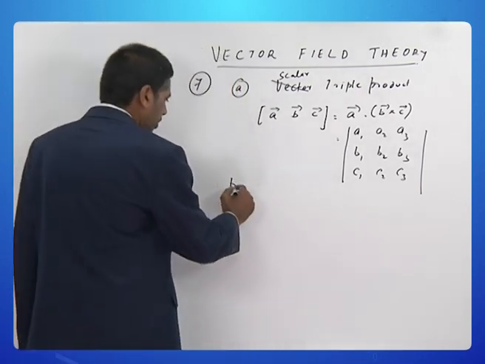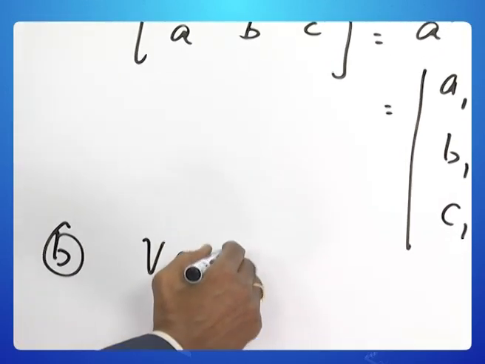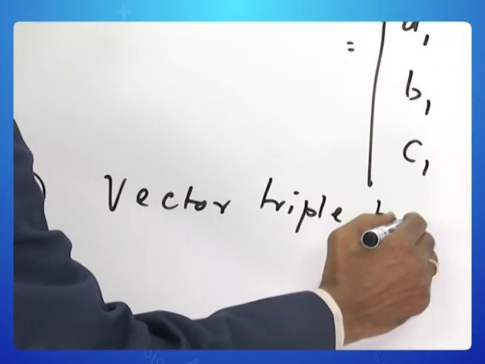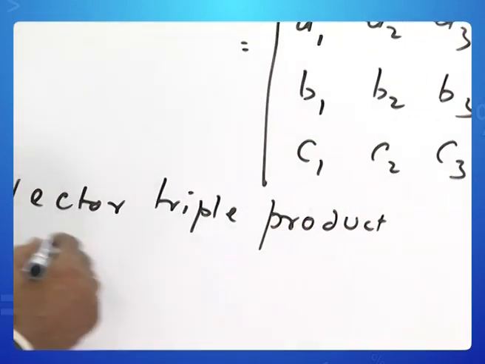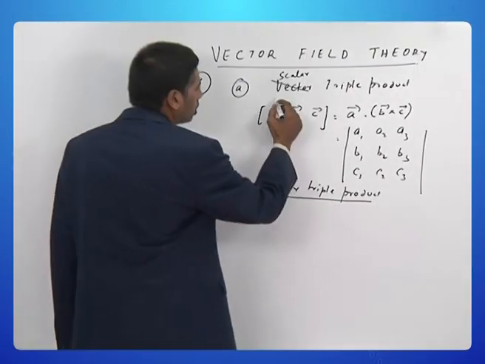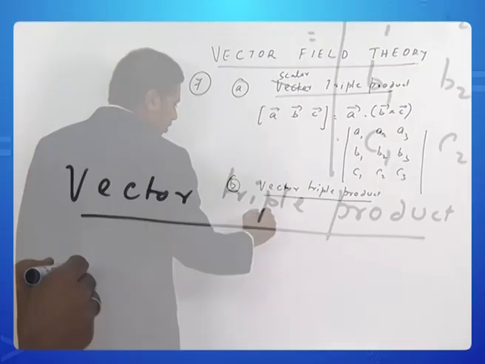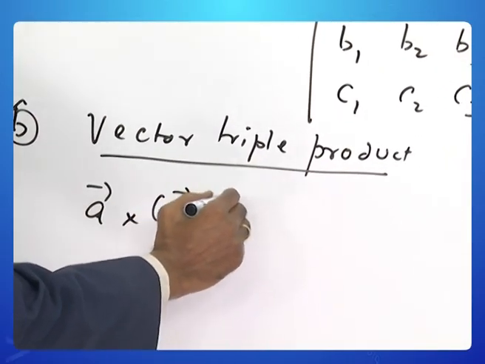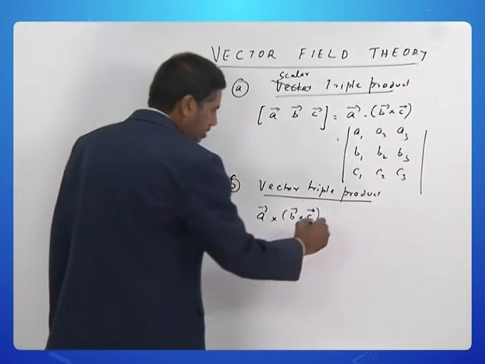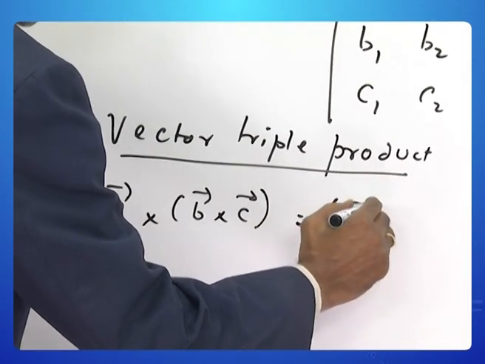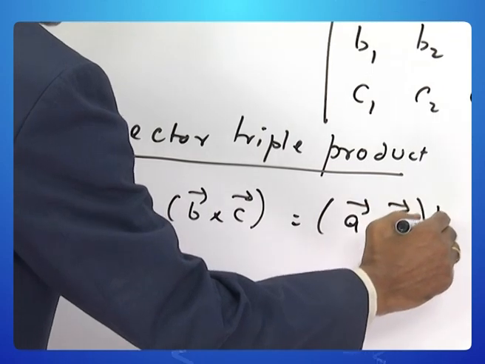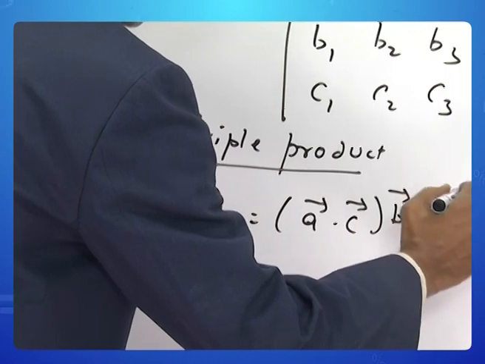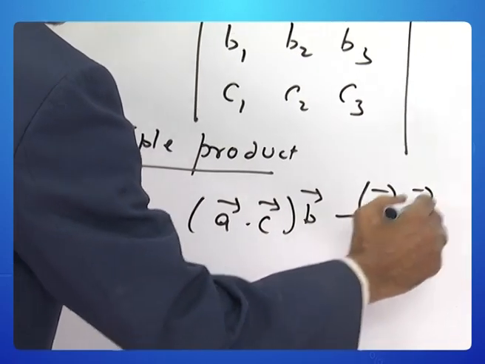When it comes to the second part, which is called the vector triple product, we have A cross B cross C, and the easiest way to compute this is A dot C into B minus A dot B into C.